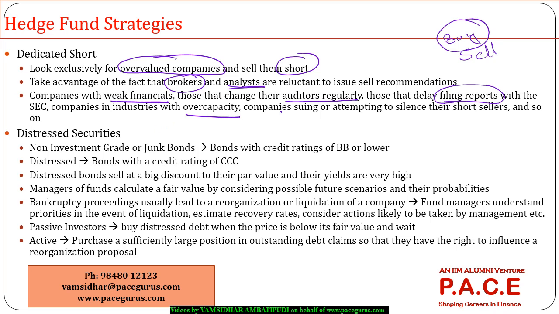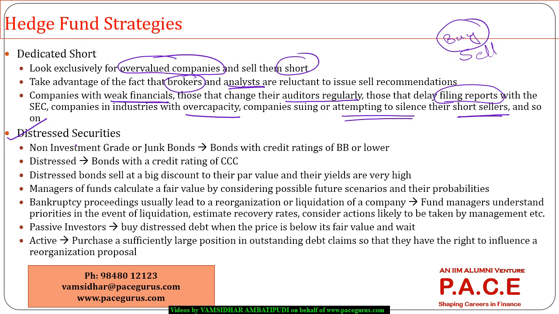If there is overcapacity in a particular industry, and we are talking about a few firms in that industry, shorting could definitely work there as well. And where there are a lot of short sellers, companies attempting to silence their short sellers or suing them are all indications of a possible overvaluation of that firm's stock, and a better strategy would have been to go short on it. So that could be a strategy followed by a hedge fund.